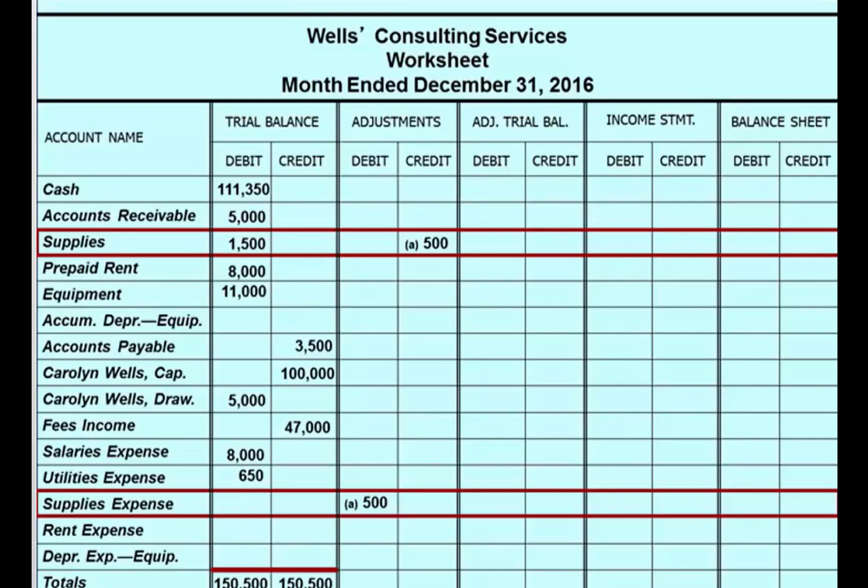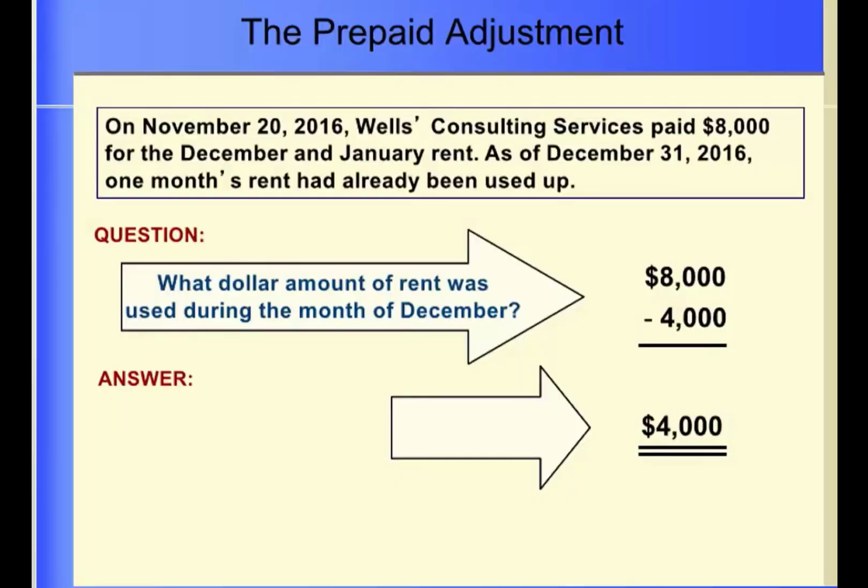We can use the worksheet to show this adjustment. We credit the supplies account $500 and debit the supplies expense account $500. Notice the letter A by both of the adjustments. By keying the adjustments with a letter reference, the accountant can better see the debit and credit amounts of the adjustment. Now let's take a look at the adjustment for expired rent.